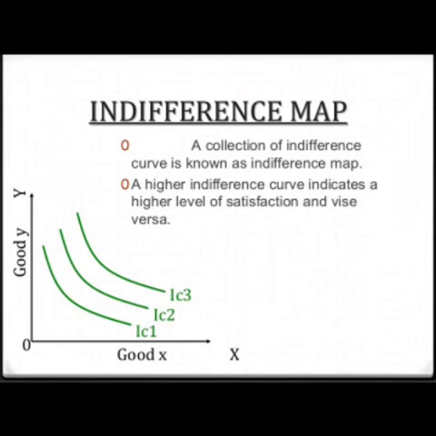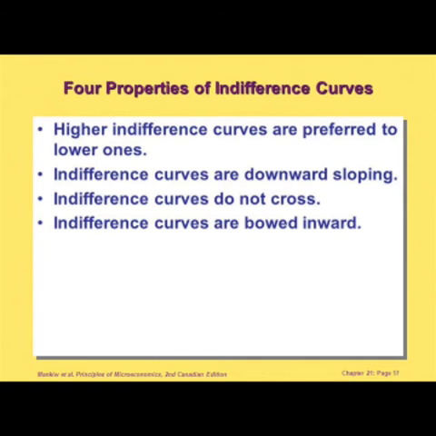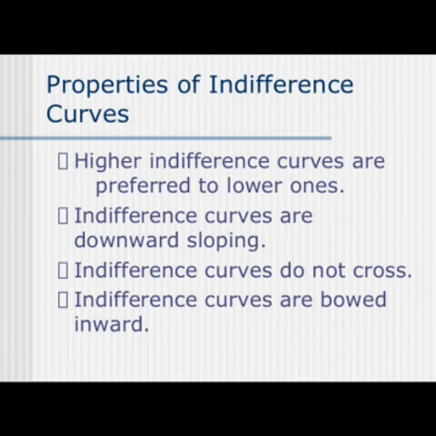So there are certain properties of indifference curves. The first one is that a higher indifference curve is always preferred by the consumer. Second, they slope downward. Third, they do not intersect with each other. Fourth, they are convex to the origin, or bow inward. Now there is some detailed information about these properties.